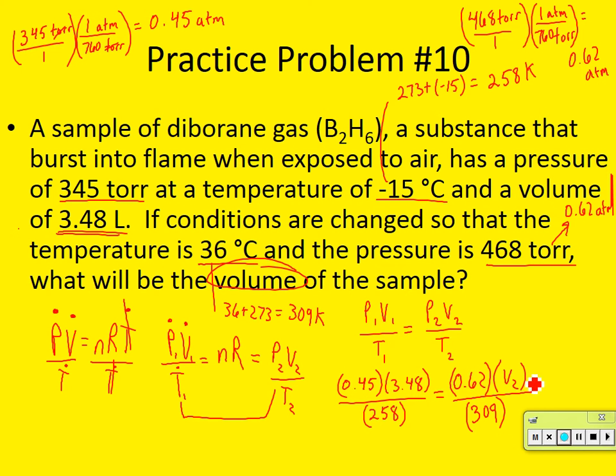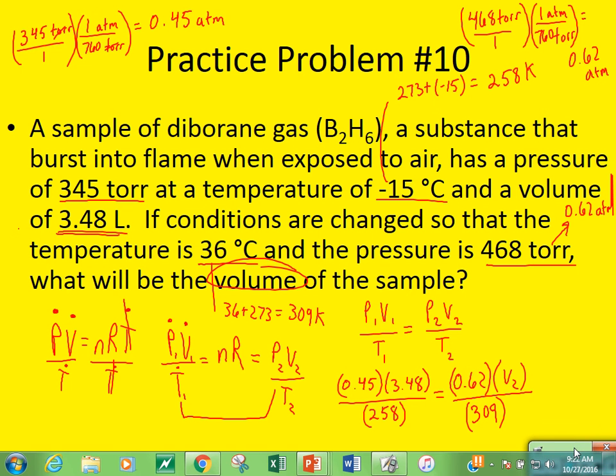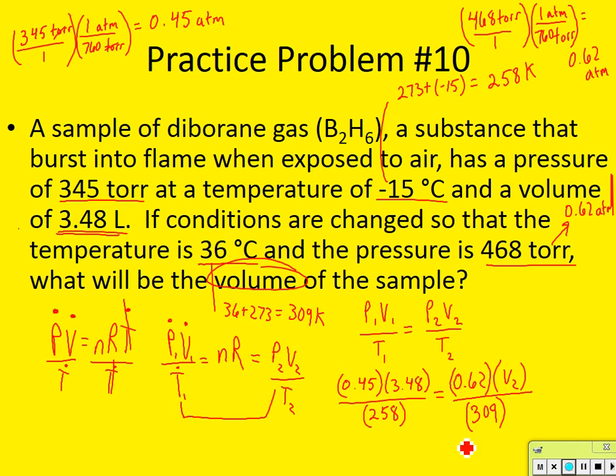What I would do is try to get this 309 off the bottom. How would you guys do that? Let's times both sides by 309. Okay? Times both sides by 309. It's getting a little messy here, but we'll get through it. Okay, that cancels it out on that side.